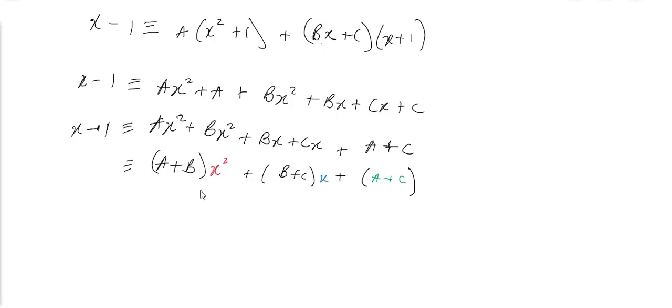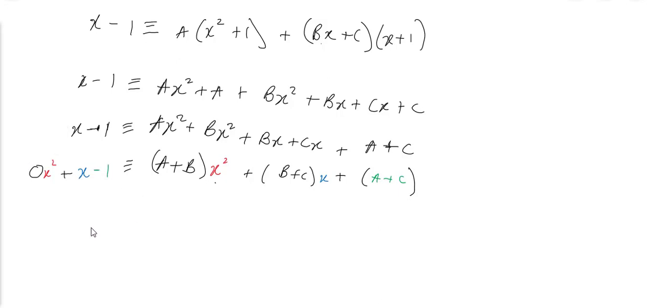Now you can see that we've got x squared term on the right hand side of the equation, but you can't see any x squared term at this side of the equation. What we can do is, actually there is an x squared term, it is 0 x squared. So there is 0 x squared plus x minus 1 plus x minus 1.